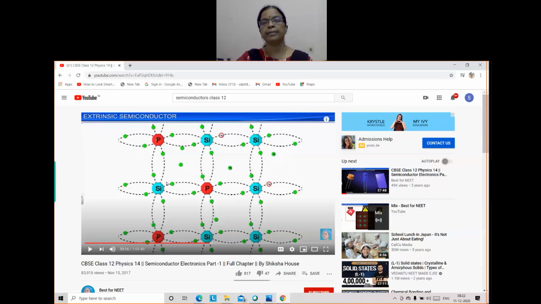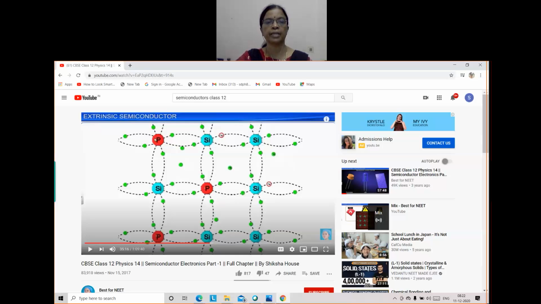Pentavalent. Now, when a trivalent impurity is added, it is P-type. Pentavalent means 5 valency. When pentavalent impurities are added, it becomes N-type. It gets more electrons. We can see how it gets more electrons.